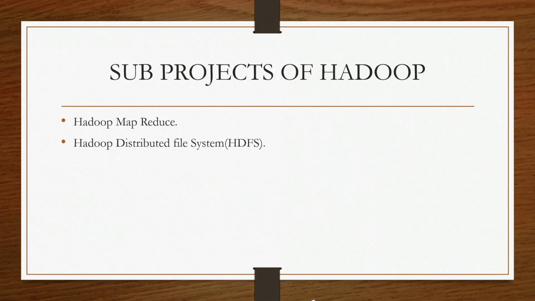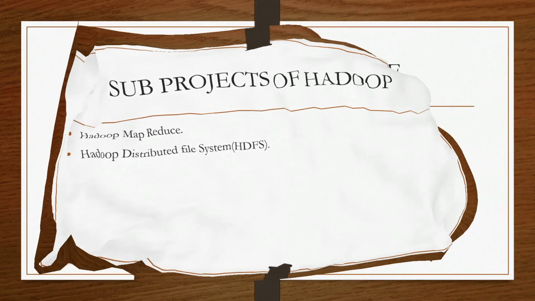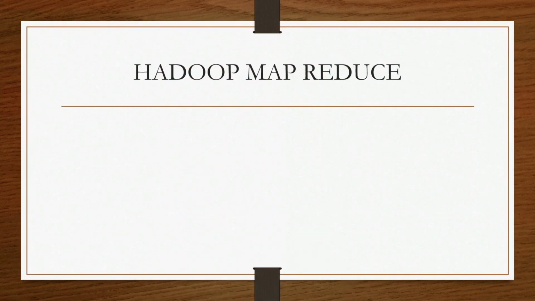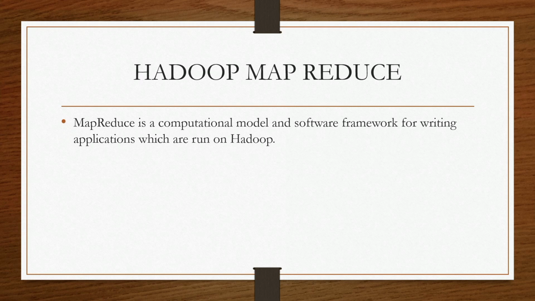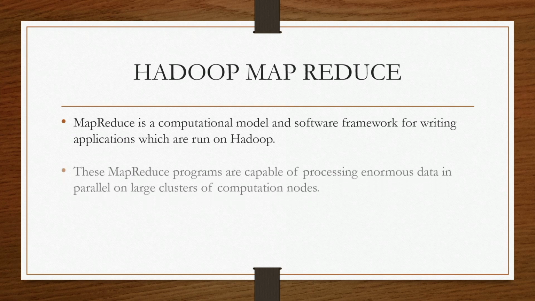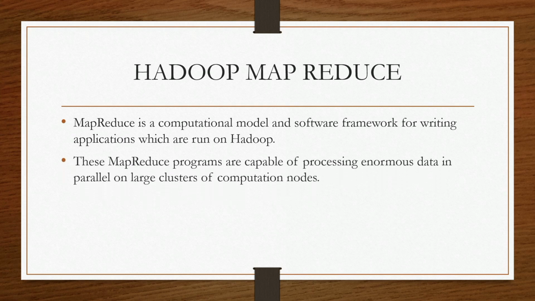Apache Hadoop consists of two subprojects: Hadoop MapReduce and Hadoop Distributed File System. Hadoop MapReduce. MapReduce is a computational model and a software framework for writing applications which are run on Hadoop. These MapReduce programs are capable of processing enormous data in parallel on large clusters of computational nodes.